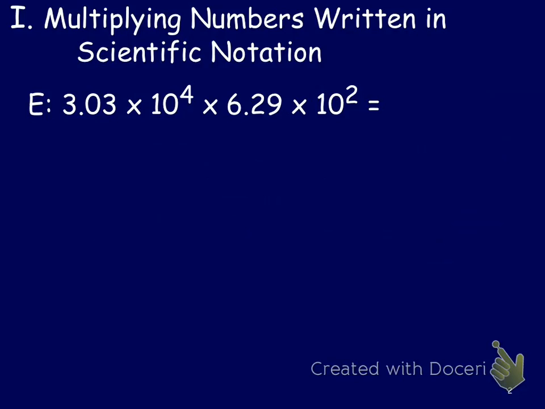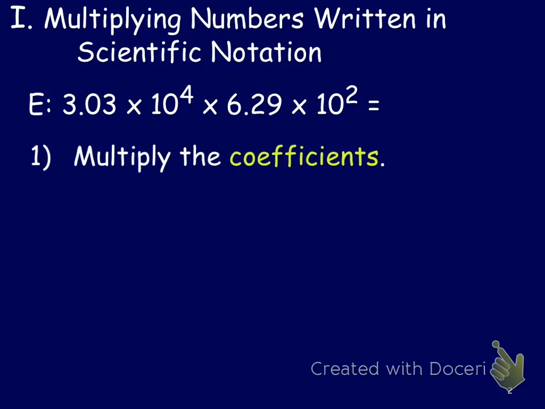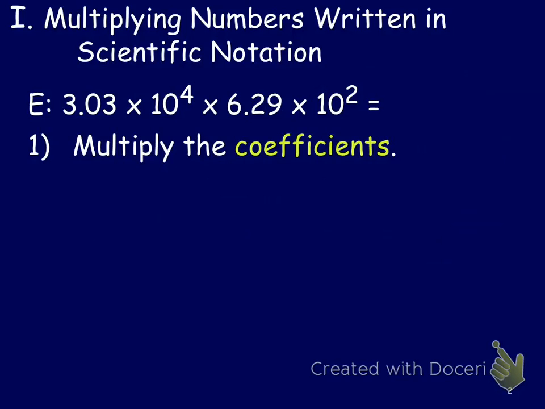Let's say we have to multiply 3.03 times 10 to the 4 times 6.29 times 10 to the second. The first thing we're going to do is multiply the coefficients. The coefficients are the 3.03 and the 6.29. If you plug those two numbers into your calculator and multiply them, you should get 19.1.